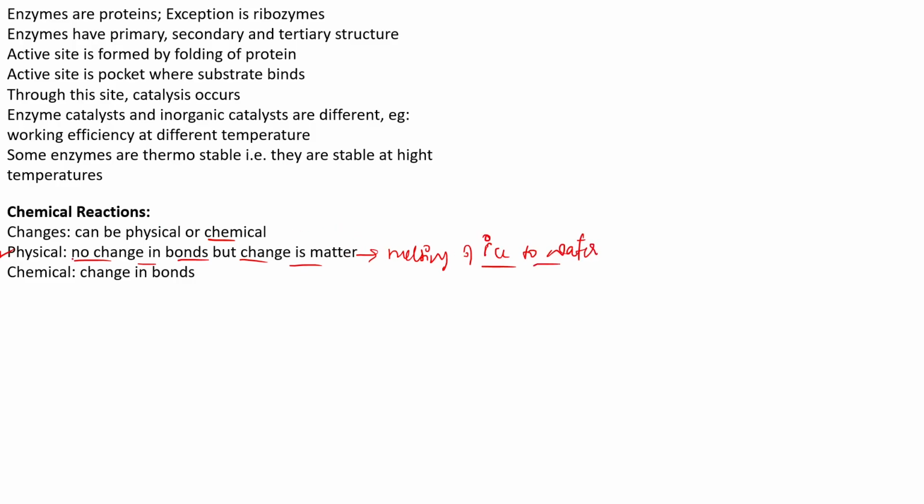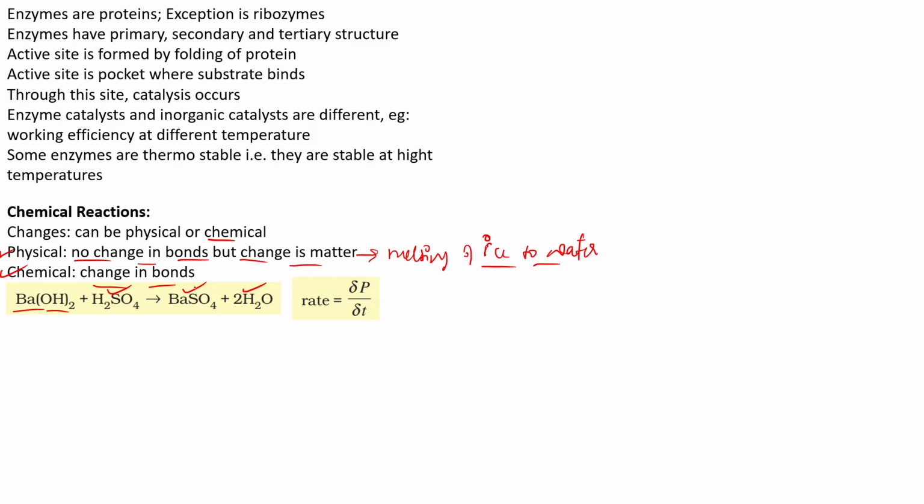But in the case of chemical changes, there is a change in the bonds: either bonds are broken or bonds are created. Here is an example: barium hydroxide reacts with H2SO4, that is sulfuric acid, to give barium sulfate and water.